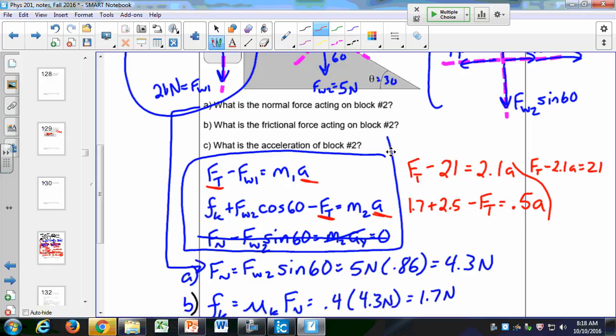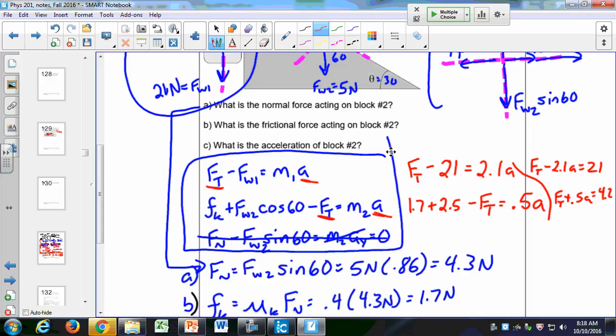And then this would be ft plus 0.5a equals 1.7 plus 2.5. What's that? 4.2. So you would begin here. If you want to do that Gaussian elimination, you'd create a matrix with 1, negative 2.1, 21, and 1, 0.5, 4.2, and then go through the steps of solving that.